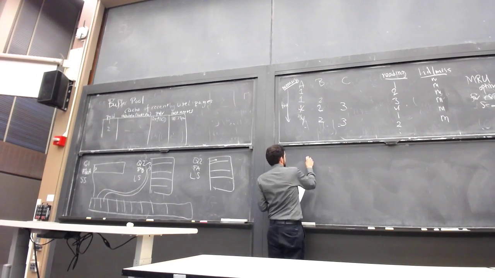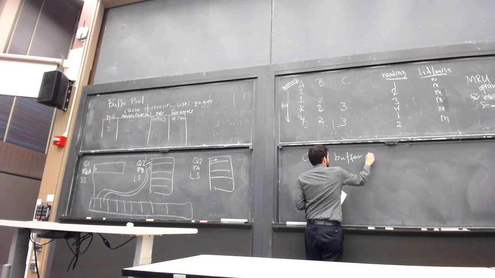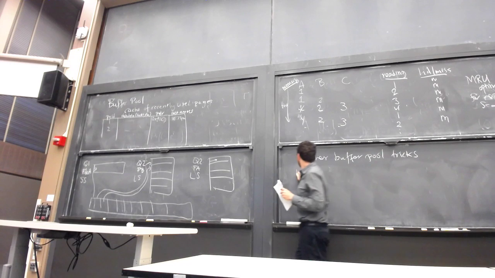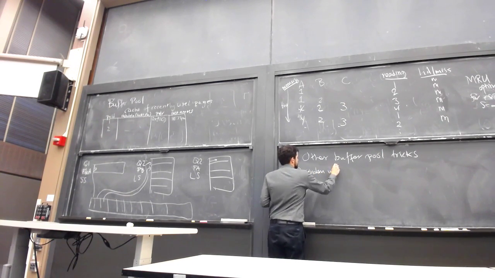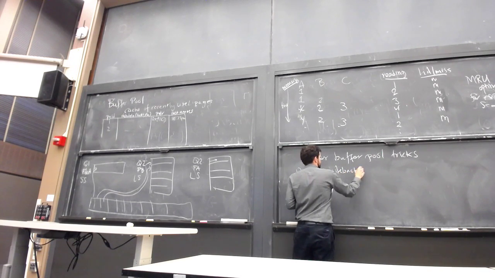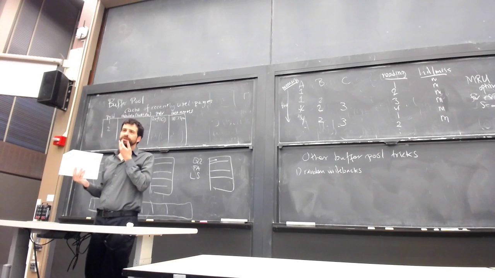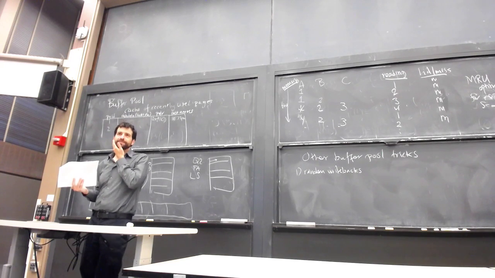Okay, so the first problem we said is random write-backs. So what might I like to do? What can I do to avoid this random write-backs problem? What's that? Did you say batch? So what would batch mean?